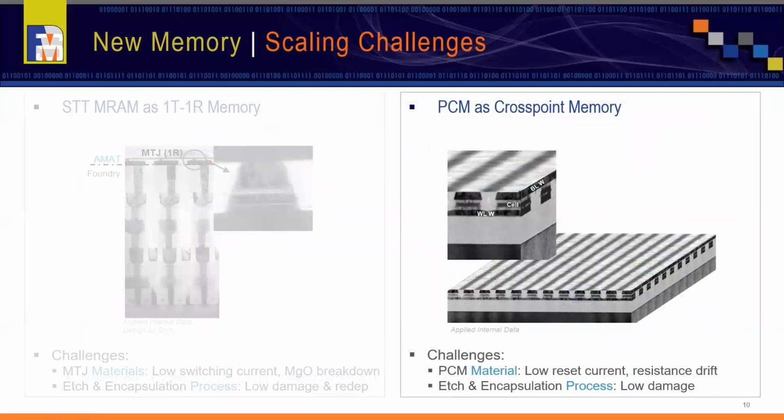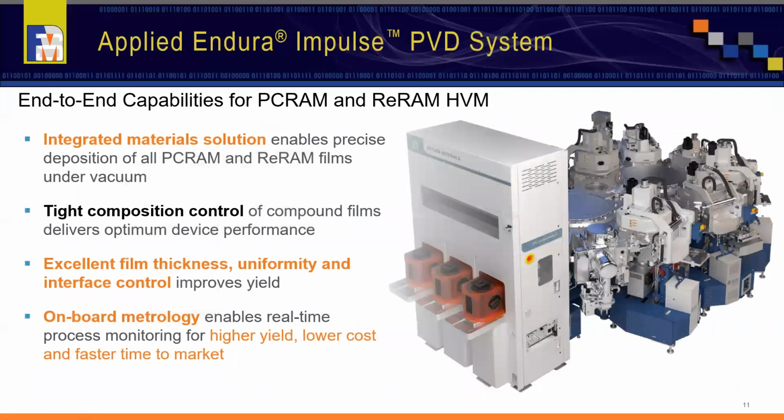Next, I'll talk about phase change memory used as a cross-point architecture. Similar to MRAM, there are material challenges in terms of reducing programming current and reducing damage to cell while patterning using etch. The phase change memory is deposited using Endura Impulse system. Again, we can deposit full stack under vacuum with tight composition control. And then the onboard metrology is also enabled on the system to control the film thickness.